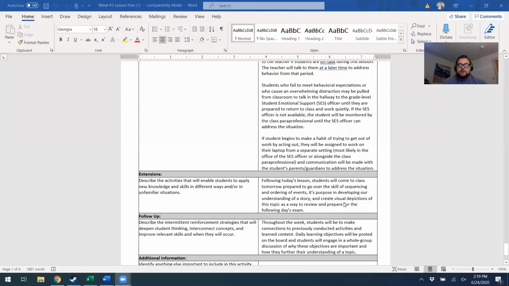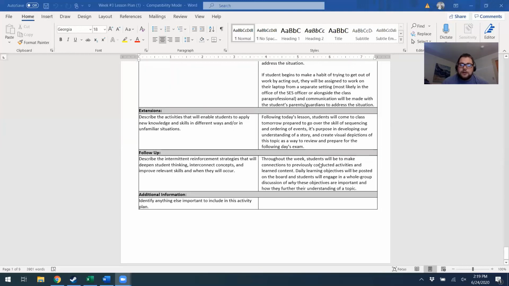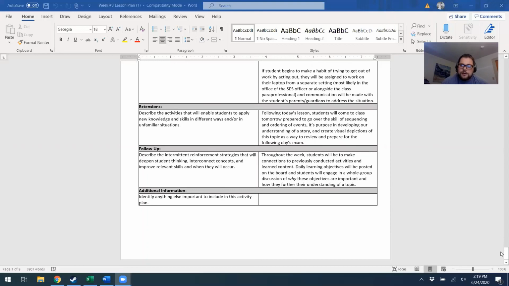In terms of learning extensions, following today's lesson, students will come to class tomorrow prepared to go over the skill of sequencing order of events, its purpose in developing an understanding of the topic, and create visual depictions of this topic as a way to prepare for the following day's exam. That's what will come next. Following up, throughout the week, students will make connections to previously conducted activities and learning content. Daily learning objectives will be posted on the board, and students will engage in whole group discussion on why these objectives are important and how they further their understanding of a topic.